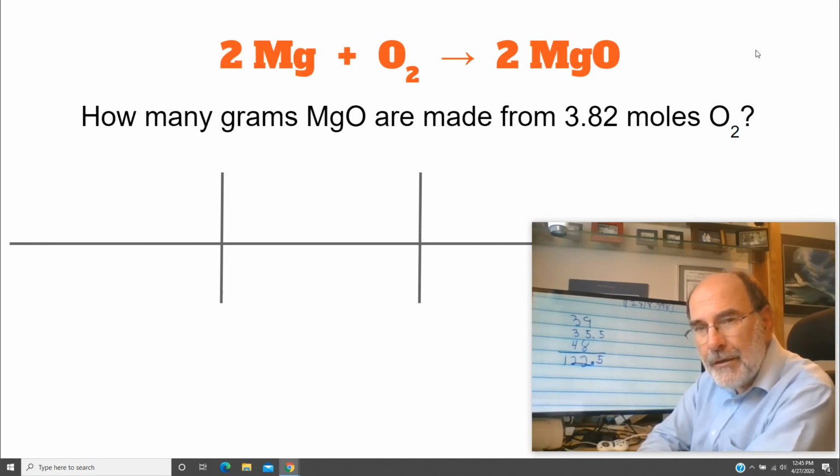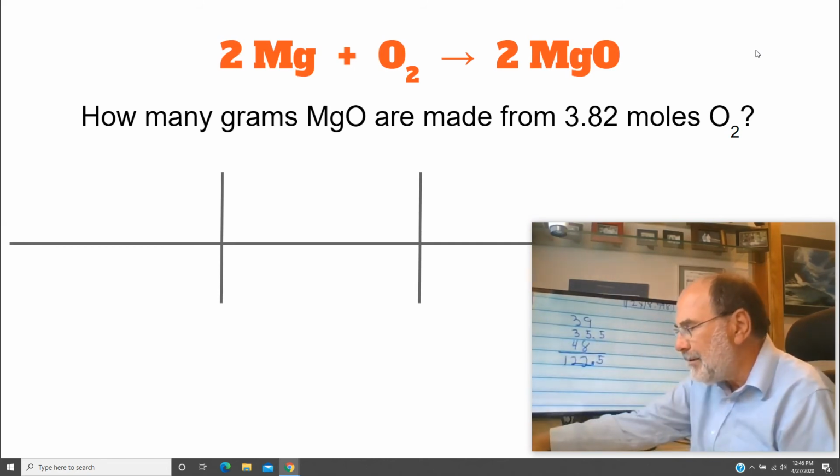Well, the ratio is 2 moles of product for every 1 mole of oxygen gas. So I'm doubling whatever I have in the first column. So if I take 3.82 moles and I double that, that's more than 7 moles of oxygen gas. Less than 8, but more than 7. 7 to 8 moles range of magnesium oxide. I said oxygen gas, magnesium oxide. So more than 7 moles of magnesium oxide.